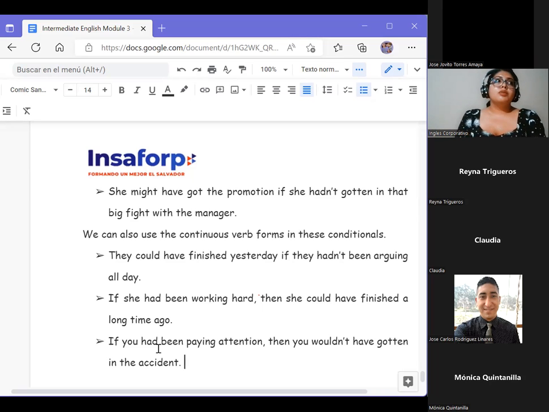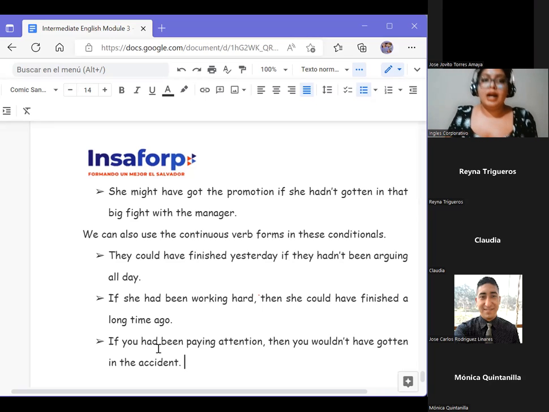So we know that maybe we say, I'm not going to use it because it is too complicated. But at the end, we are going to use this kind of conditional, the real and the unreal conditional, even if we are not thinking about using these conditionals. But they are part of the language that we are learning. And I'm going to write here more examples of the unreal conditional, because you're going to see the different kind of examples that we are going to have in this topic.